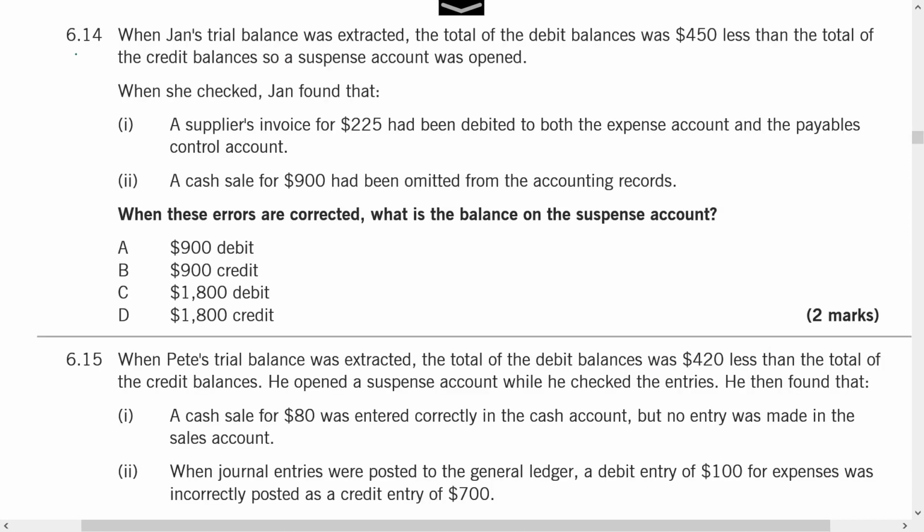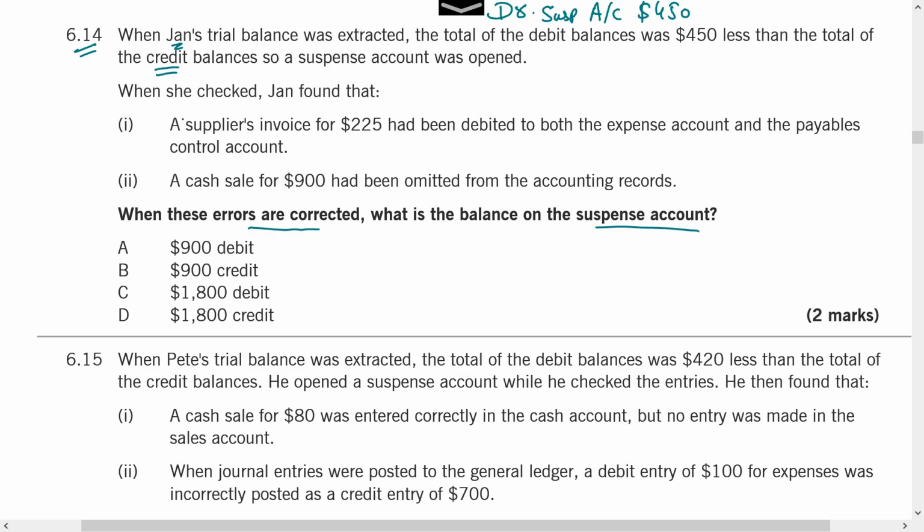Now next we have question number 14. When these errors are corrected, what is the balance on the suspense account? When J's trial balance was extracted, the total of debit balances was $450 less than the total of credit balances. That means the total of the credit side has more balance than the total of the debit side. So that's why we will open a suspense account with a debit balance. Debit suspense account by $450.